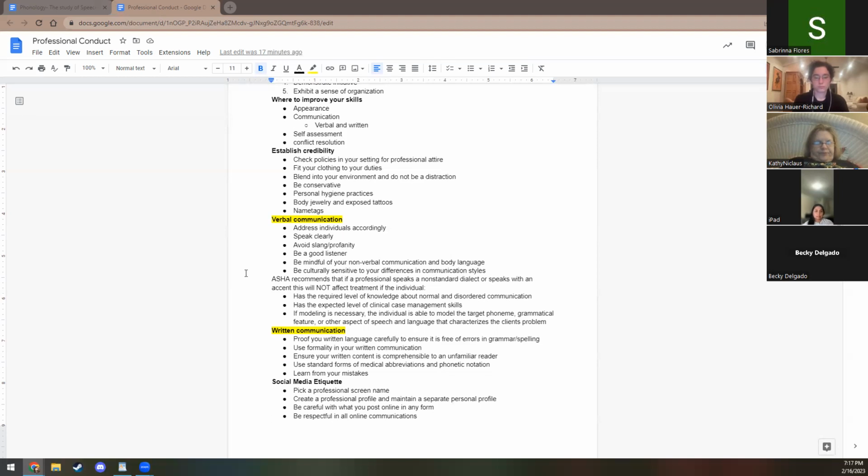So again, don't use slang when you're writing or typing. Ensure written content is comprehensible to unfamiliar readers. So basically keep your handwriting neat as much as possible. Use standard forms of medical abbreviation and phonetic notation. So for example, the IPA, obviously you won't write that out. You would use the abbreviation, which is IPA. And then learn from your mistakes. And I feel like learn from your mistakes could also be verbal communication. But yeah. So those are the things to look out for.